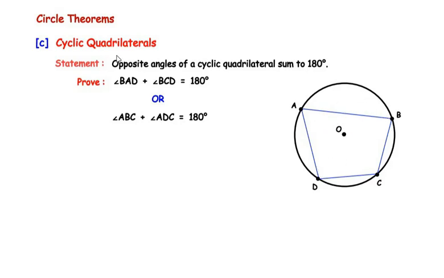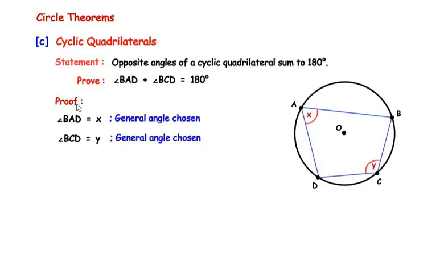Now according to the statement of this theorem, the opposite angles of the cyclic quadrilateral should add to 180 degrees, which means if we consider this quadrilateral, the opposite angles are angle A and angle C, and angle B is opposite to angle D. So here we have to prove that angle BAD plus angle BCD, the opposite angles, will add to give us 180 degrees, or you can also consider angle ABC plus its opposite angle ADC is equal to 180 degrees. Here I am going to consider only the first one. That is, we are going to prove that angle A plus angle C will be equal to 180 degrees.